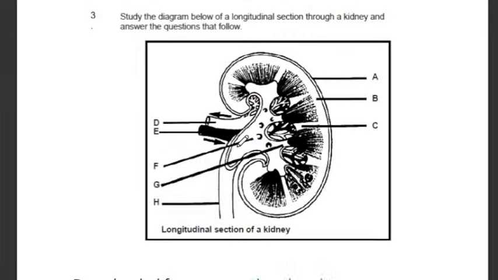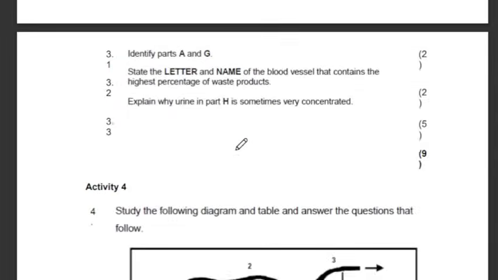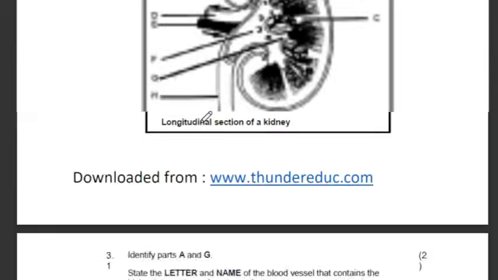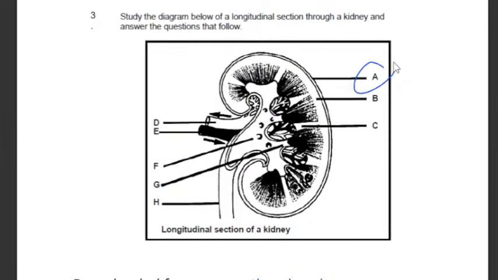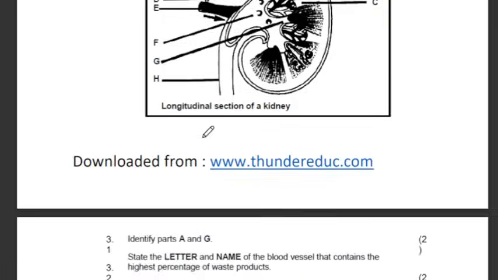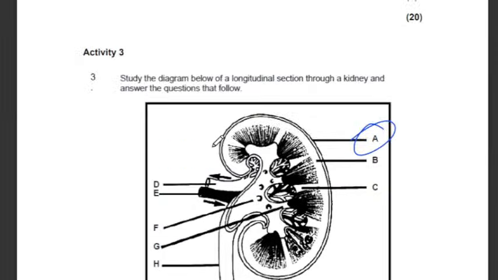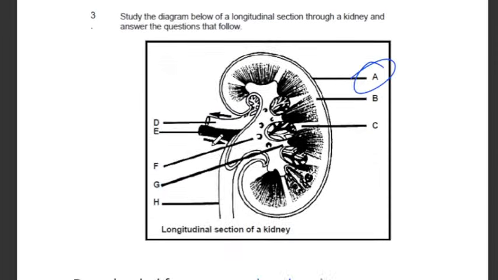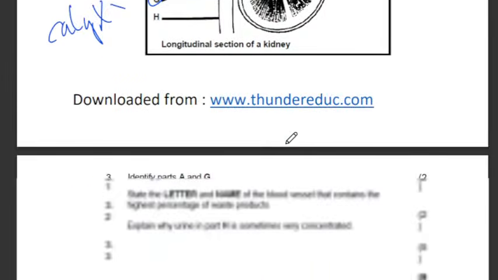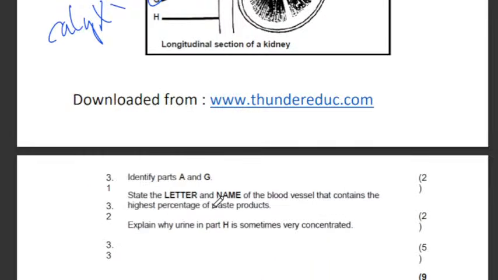So here is another question which looks like the question we have just answered. Part A, what is part A? So we saw it, the renal capsule. What is part G? Part G, so we say that it is the renal calyx. So we saw it is a renal calyx, and then state the letter and the name of the blood vessel that contains the highest percentage of wastes.